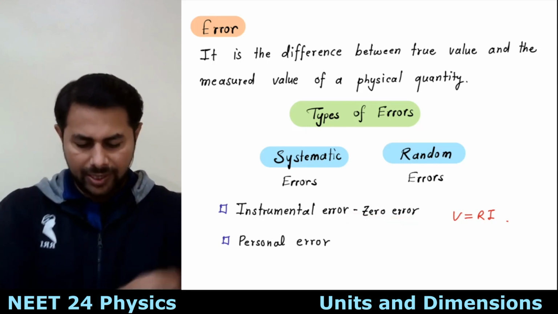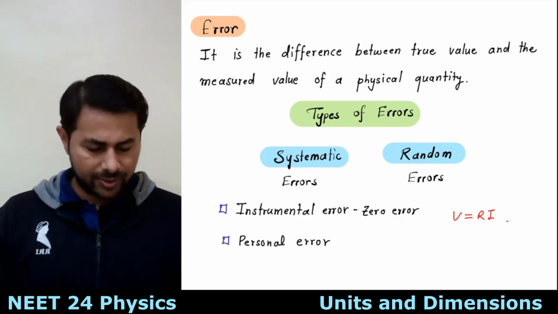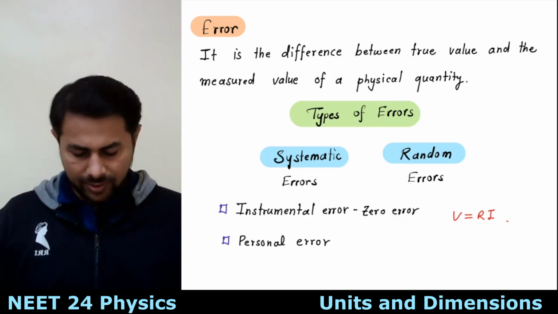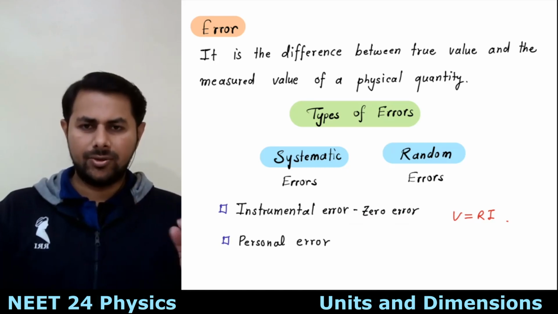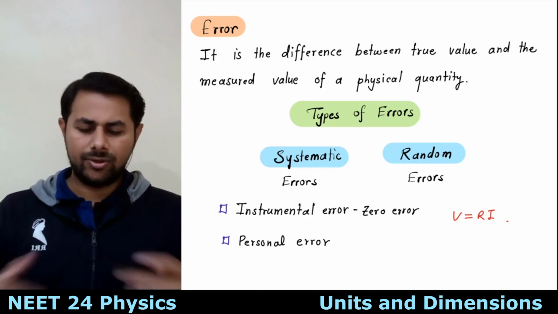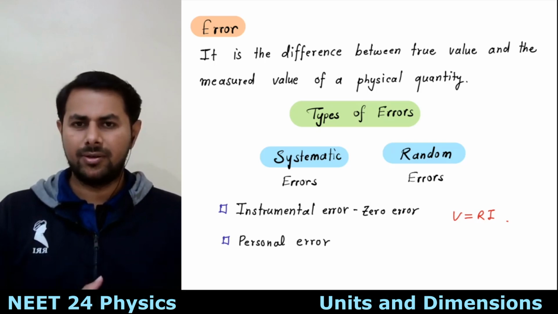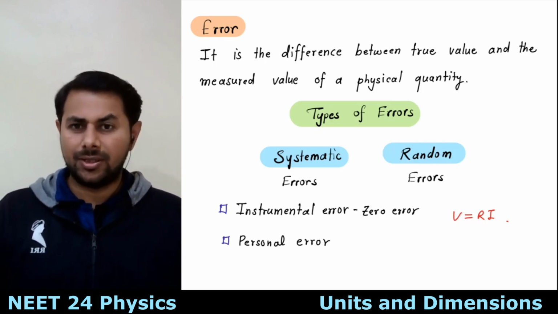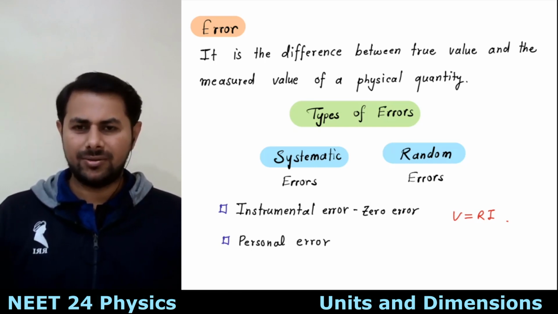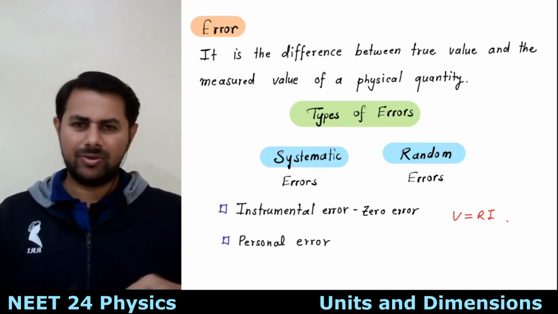What is a zero error? Suppose you want to measure current in some circuit, and your ammeter shows 1 milliampere even when there is no current flowing in the circuit. Then what will be the value shown by the ammeter when there is actually 5 milliamperes of current flowing in the circuit? It will show 6 milliamperes. When the actual current flowing in the circuit is 10 milliamperes, what will it show?